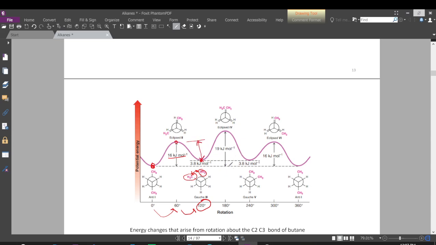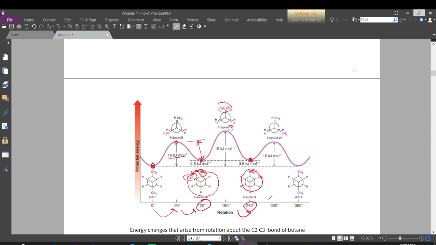If you rotate a further 60 degrees, it will form eclipsed 4, but in this form the methyl groups are beside each other in the same direction, so the electron repulsion will be high. That's why the energy is also high, which is the maximum energy in this consideration, 19 kilojoule per mole. If you rotate a further 60 degrees, this will form the gauche 5 conformation. This formation and the gauche 3 formation are almost the same, so the energy is the same.